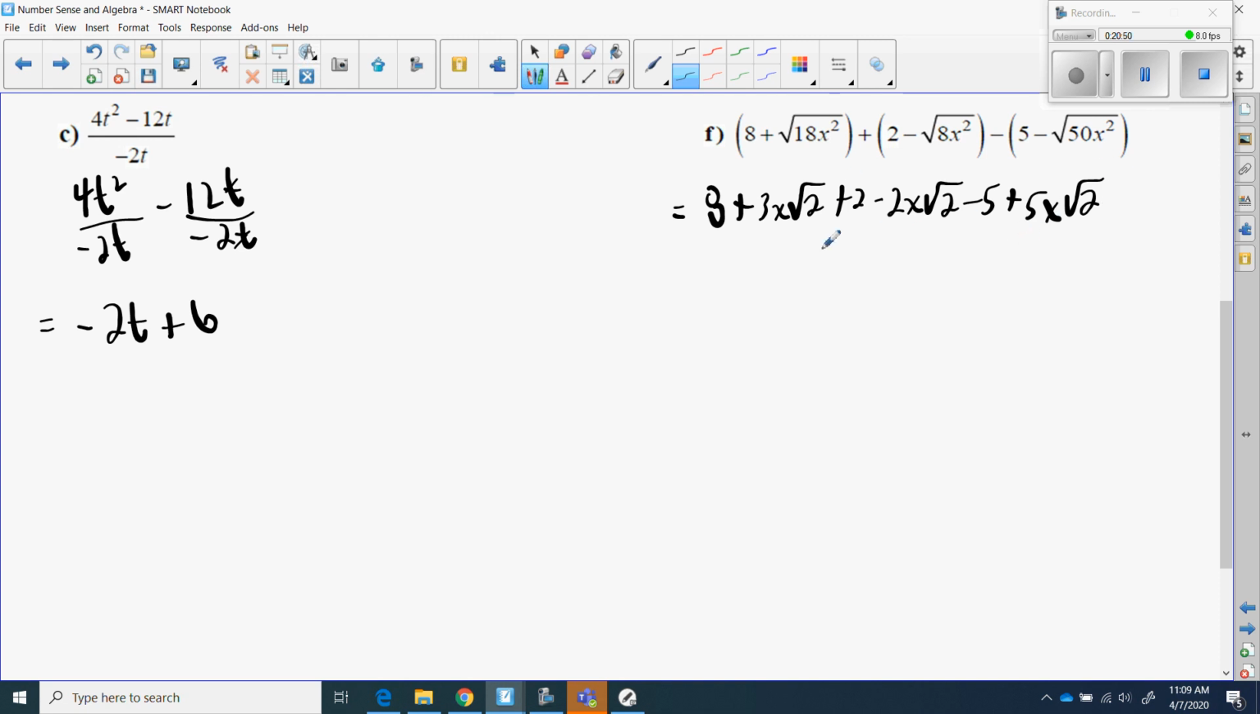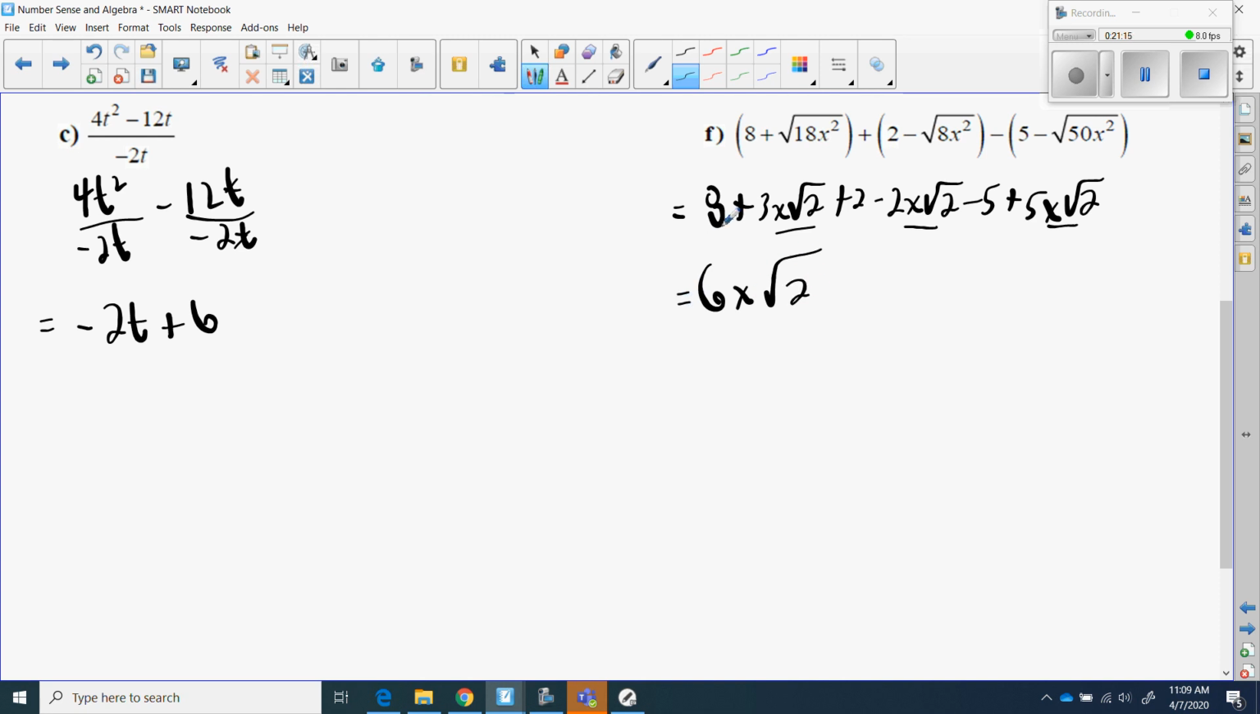Well, now you've got some like radicals. This one, this one, and this one are all radical 2. So let's collect those together. It doesn't matter whether you put the number first or the radicals first, it's really your preference. I'll do the radicals right now. 3x radical 2 minus 2x radical 2 would just be x radical 2, plus 5x radical 2 will give me 6x radical 2.